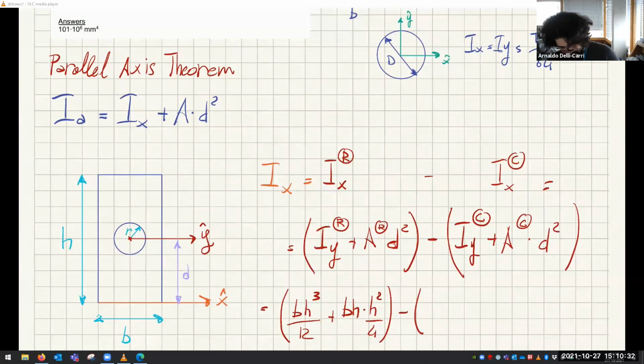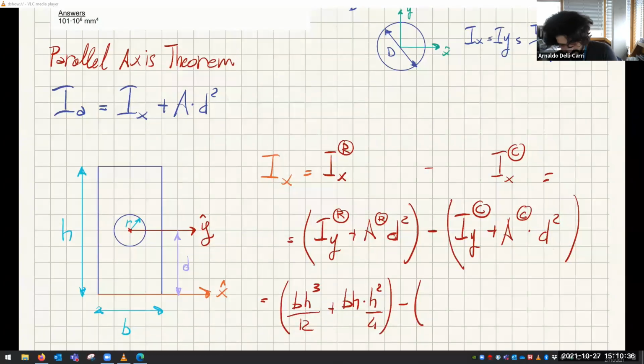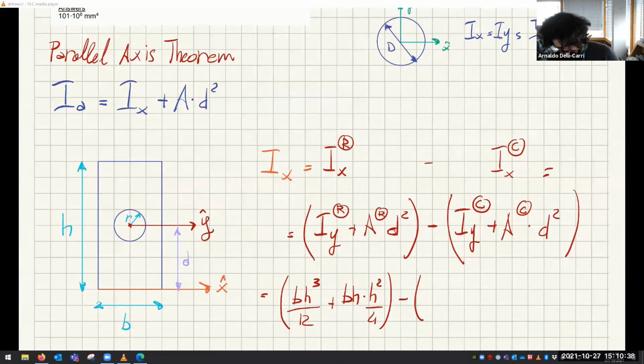Iyc. So again, I told you that for the circle it's always this: pi d to the power of 4 divided by 64. So it's pi times twice the radius to the power of 4 divided by 64, plus pi r squared, the area of the circle, times the same distance squared, which is still h squared divided by 4.